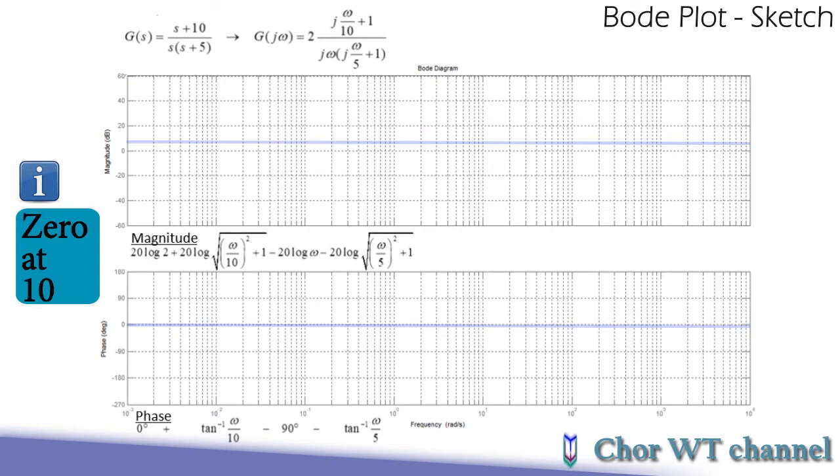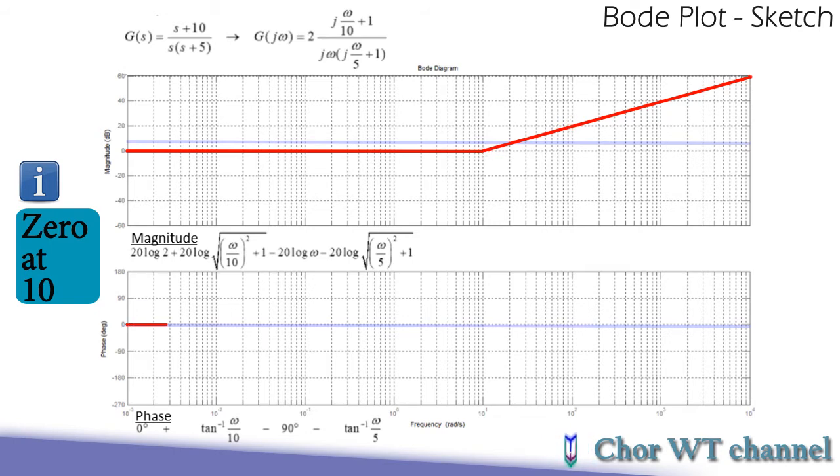Next, we move to the first order zero with a corner frequency at 10. For the magnitude plot, you observe it is always 0 from the start until the corner frequency 10. After 10, it will rise at a slope of positive 20 dB per decade. So what we need to do here is locate one point at 0 dB at a frequency of 10. And next we locate another point which is 1 decade afterward, which is 100 radian per second, and we put a 20 dB over there. By connecting these 2 points, we get one straight line of 20 dB per decade.